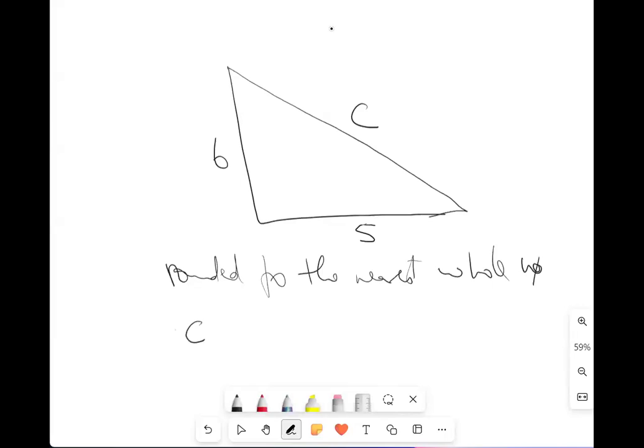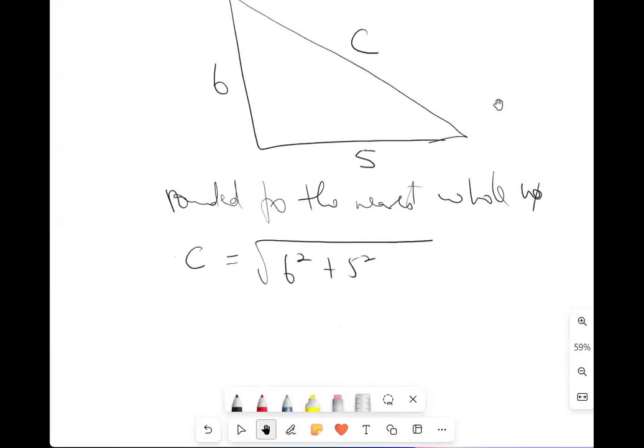Are you using a formula? C equals the square root of 6 squared plus 5 squared. And we'll get what? The square root of, what's that? 36 and 25, is it?